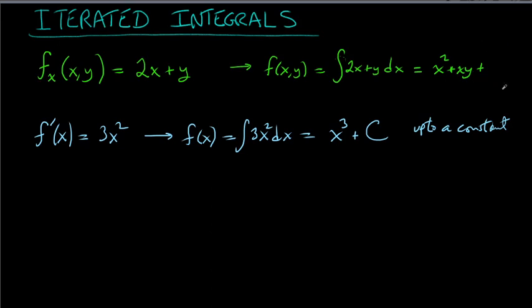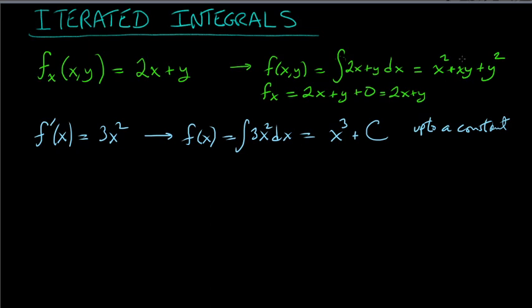But here's the issue. Suppose I were to add y squared to this. If I take the partial with respect to x now, I do get 2x plus y. But the partial with respect to x of y squared is 0, so I still get 2x plus y as the x partial of f. So it's not just adding a constant. It's adding any function of y.